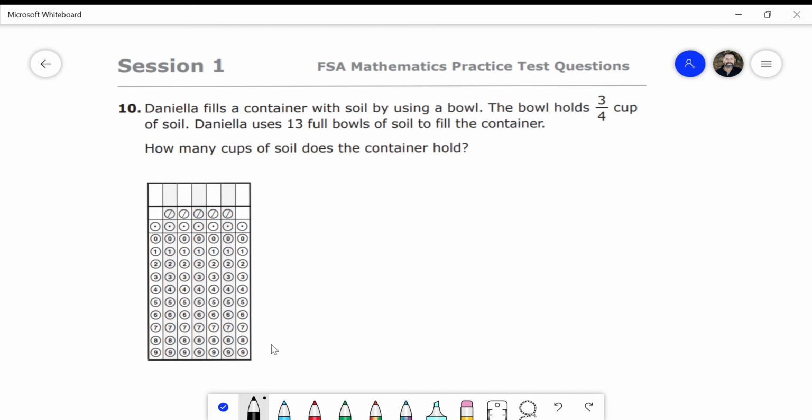Daniela fills a container with soil by using a bowl. The bowl holds 3/4 cup of soil. Daniela uses 13 full bowls of soil to fill the container. How many cups of soil does the container hold?